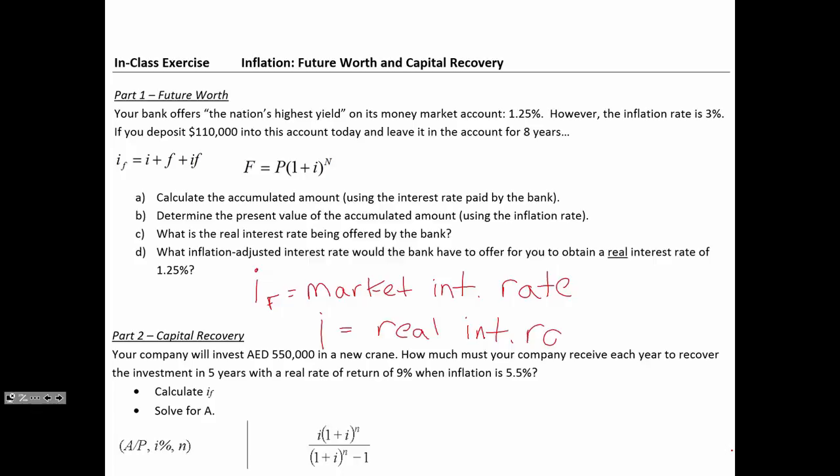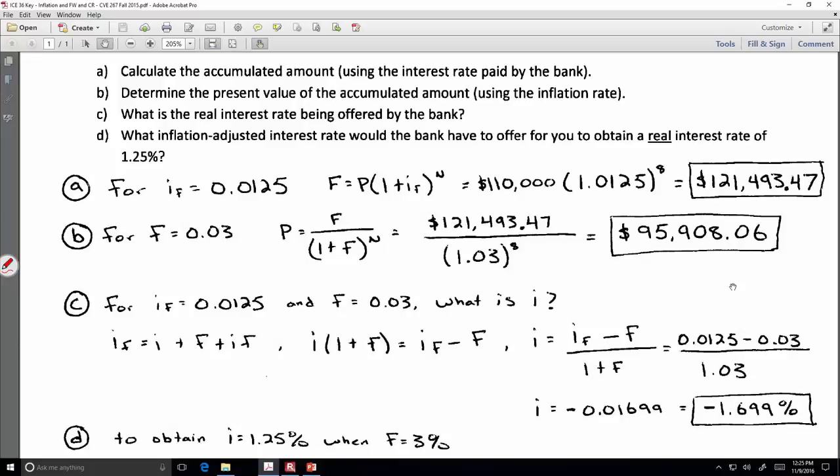Let me remind you of some variable definitions. I sub f is the market interest rate and I is the real interest rate. So on part C, you're solving for I, which means you're solving for this one, I. And you're given I sub f, 1.25% is the I sub f. The answers to the first three are on the screen if you want to double check what you're doing.